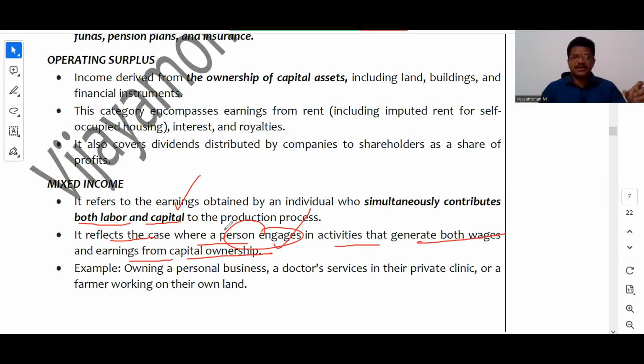Okay, wages come, and earnings come from capital ownership. Example, owning a personal business, a doctor providing services in their private clinic, or a farmer working on their own land. These are examples of mixed income, right?